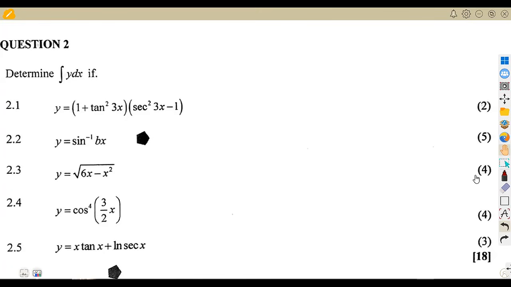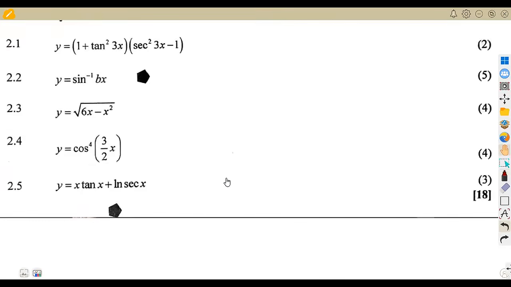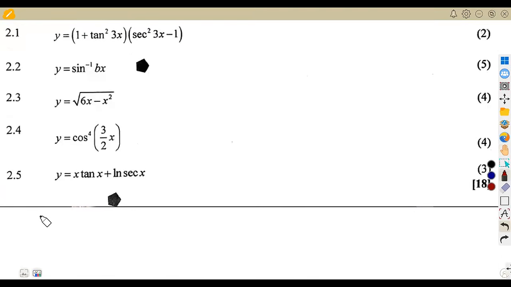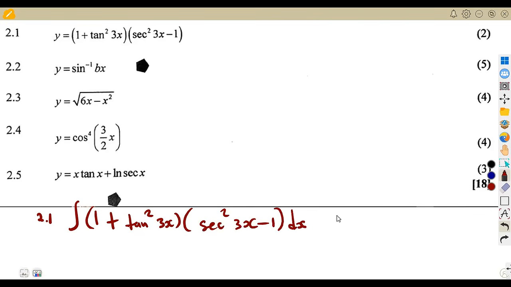All right. So there we are given question number 2. Determine the integral of y with respect to x. In 2.1, we are given this here, and that is 2 marks. All right, 2 marks. Why only 2 marks? Okay, let me just rewrite this so that we can properly see. We're given to integrate, in a bracket, 1 plus tan squared 3x, and in another bracket, sec squared 3x minus 1, like this. So this is with respect to x.